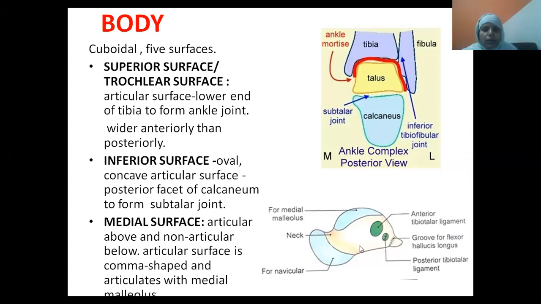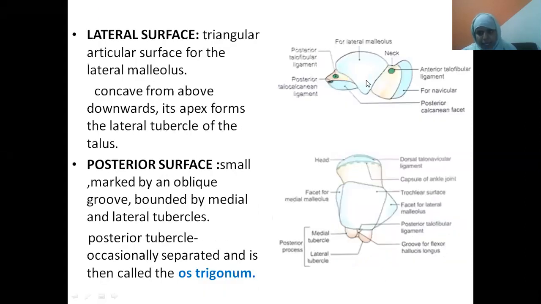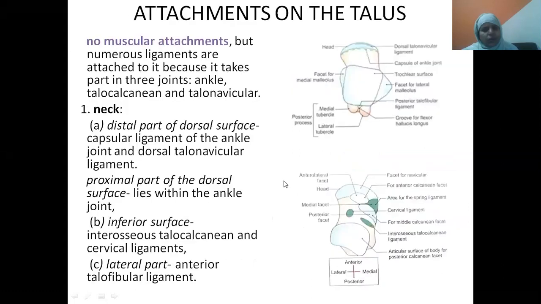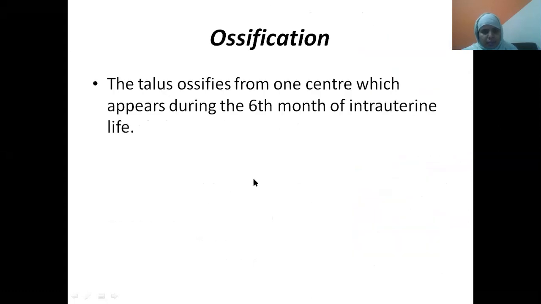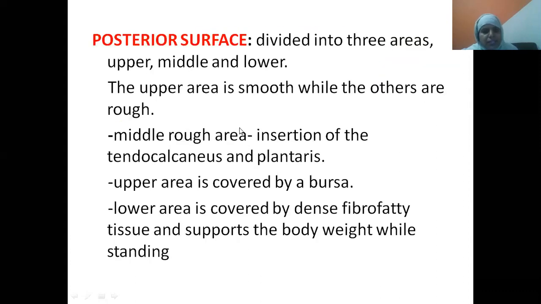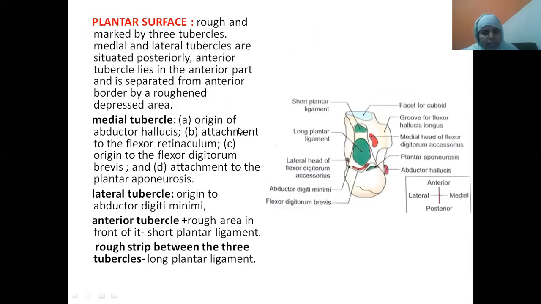Okay. So you have different views. This is the large lateral malleolus, no? So what are the various ligaments attached? You need not go into so many details. Okay. Talus ossifies from one center which appears during the 6th month of intrauterine life. Okay. Next, coming to the next largest bone. First we will see the bone and then we will describe.